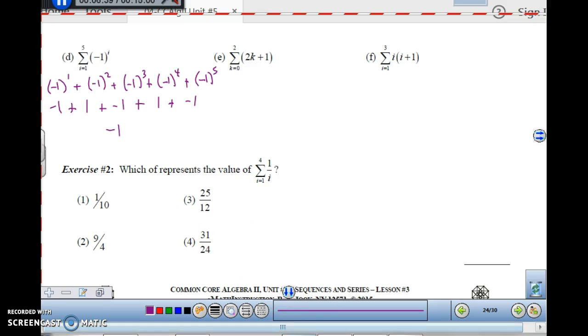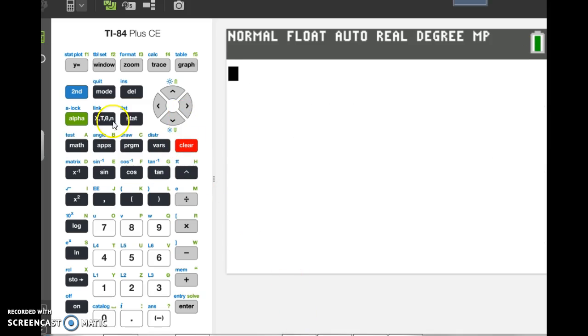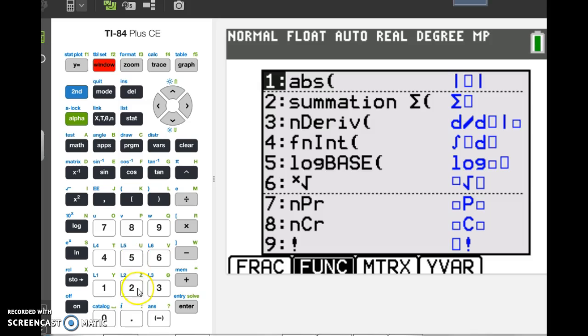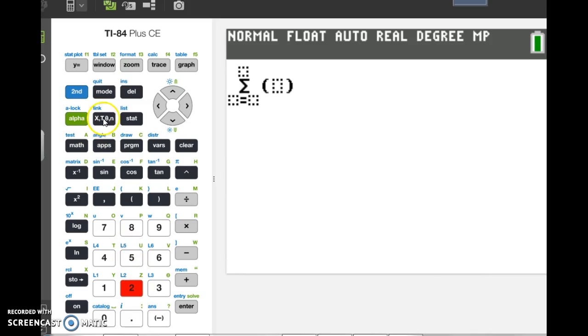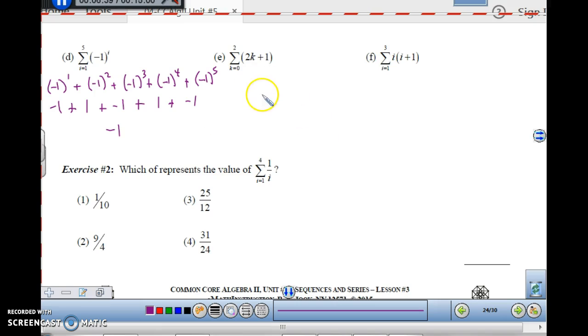If you're doing this in the calculator, again, you want to do alpha window key, summation number 2. So it would be x equals, the first term was 1, to 5 of parenthesis -1 raised to the x. Notice I'm putting the parentheses inside here because I want to make sure the -1 gets the power applied to it, the x, not the 5th. Let's see if we get -1. It worked.